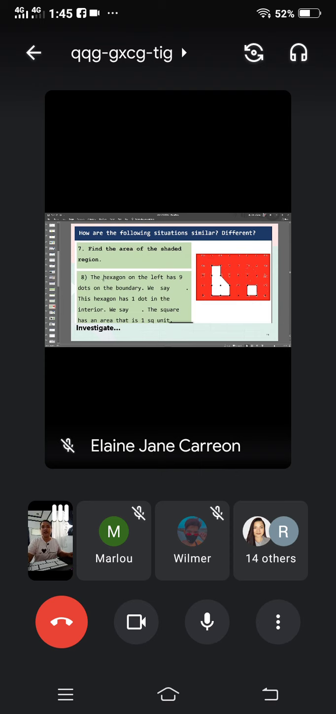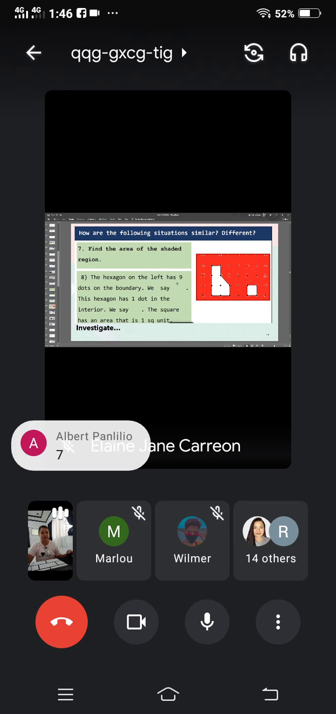Number 8, the hexagon on the left has 9 dots on the boundary. We say this hexagon has 1 dot in the interior. We say the square has an area that is 1 square unit. Investigate. Which of these two situations is an open-ended? Number 8 or number 7?